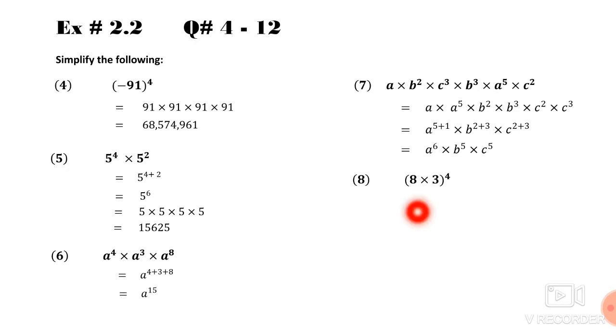Part 8. You have to use the law of exponent. Here you will use the law. Bases are in multiplication and we have a whole exponent over it. So this whole exponent will be applied with the bases. So it will be 8 exponent 4 multiply 3 exponent 4. Now we can solve 8 exponent 4 and 3 exponent 4 and then multiply both of them. Or we can solve it like 8 exponent 4 means 8 will be multiplied 4 times and 3 will be multiplied 4 times. We will multiply all of them and we will get the answer. Part 8 is done.